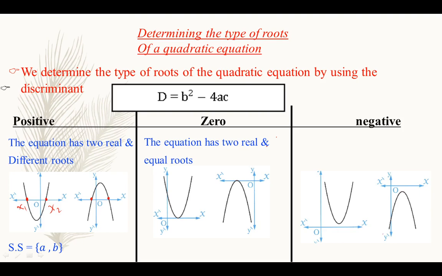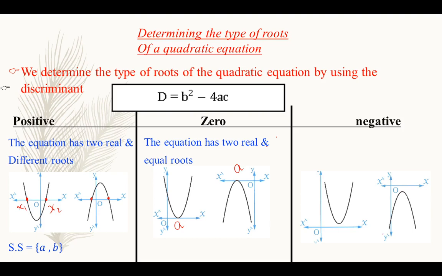Here you can see that the curve of the quadratic equation intersects the x-axis at only one point, which is A. So the solution set will be A. Why does the curve intersect the x-axis at one point? Because the discriminant equals 0.